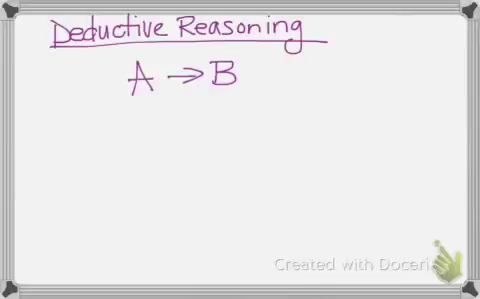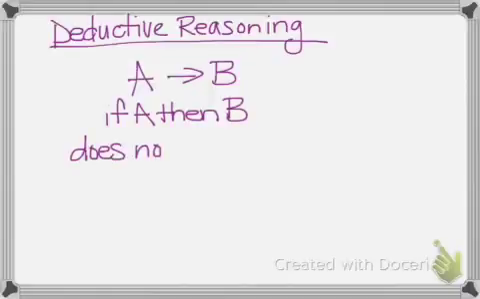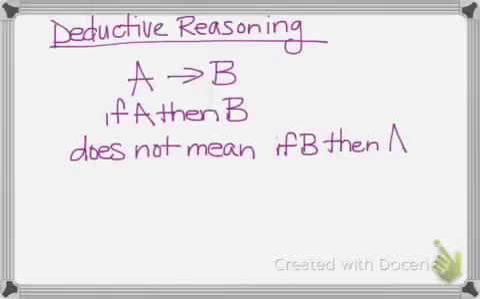With deductive reasoning, you have what are called arguments, and you have statements that are like this. We say, if A, then B. So, if something happens, then something else happens, basically. The thing you have to watch out for is that if A, then B does not mean if B, then A.